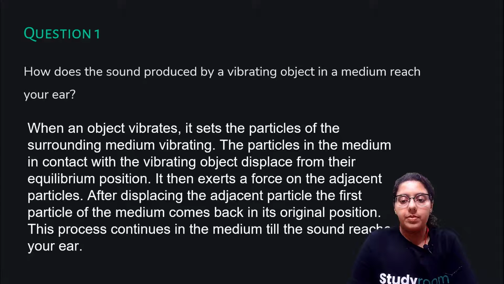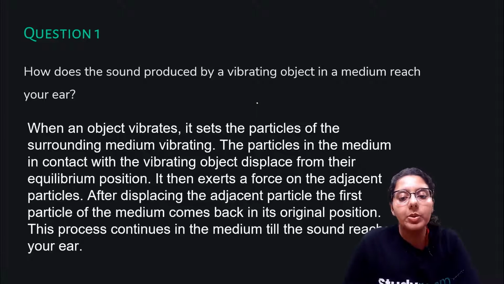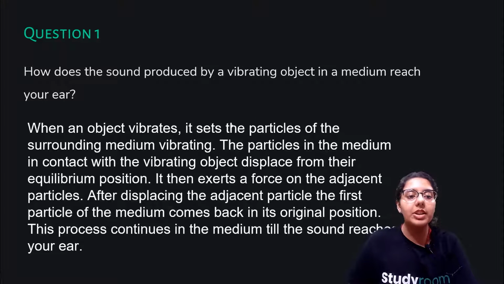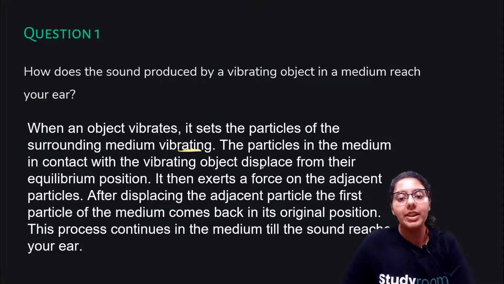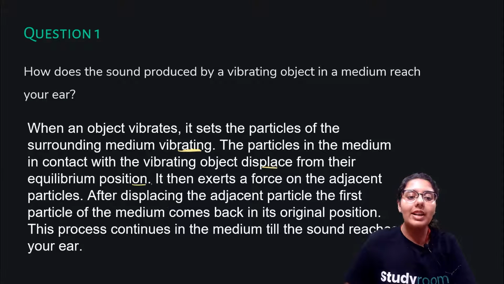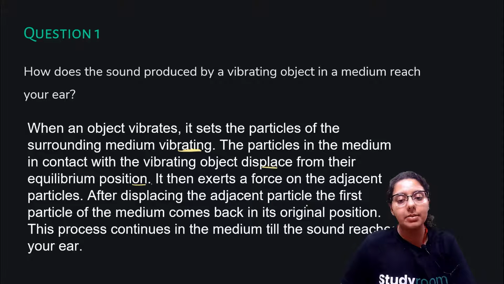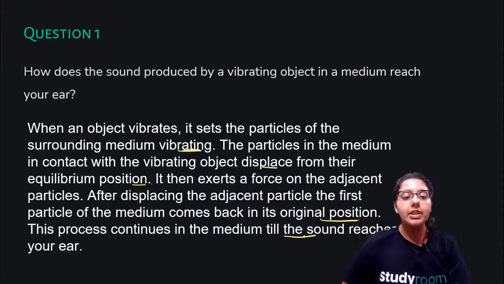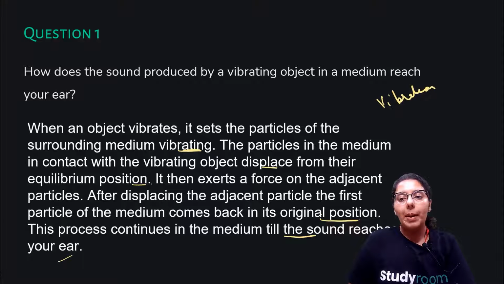So how does the sound produced by a vibrating object in a medium reach your ear? When an object vibrates, it sets the particles of the surrounding medium vibrating. The particles in contact with the vibrating object are displaced from their equilibrium position. It then exerts a force on the adjacent particles. After displacing the adjacent particles, the first particle comes back to its original position. This process continues till the sound reaches your ear. So it is basically due to the vibration produced.